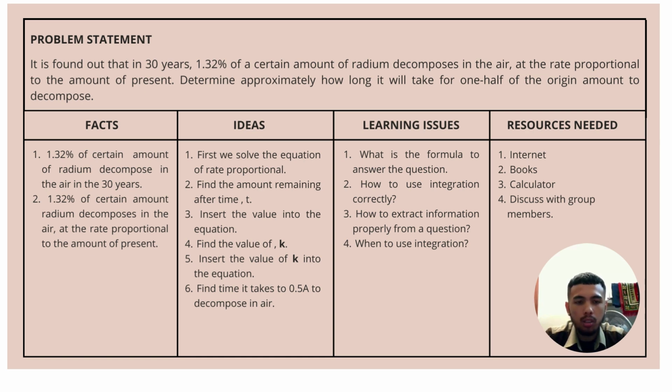Facts. Number 1, 1.32% of a certain amount of radium decomposes in the air in 30 years. Number 2, 1.32% of a certain amount of radium decomposes in the air at a rate proportional to the amount present. Ideas. First, we solve the equation of rate proportional. Number 2, find the amount remaining after time t. Number 3, insert the value into the equation. Number 4, find the value of k. Number 5, insert the value of k into the equation. And number 6, find the time it takes for 0.5 A to decompose in air.